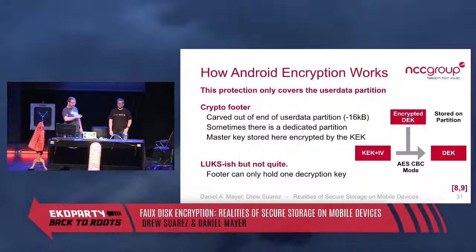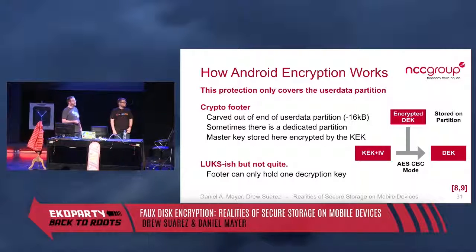We'll talk, as I alluded to, about the encrypted DEK here. So Android encryption only protects a single partition on the device, and that's known as the user data partition, or /data. All the other file systems and images are not encrypted on the device. And that encrypted DEK I mentioned is stored in the crypto footer, which is most typically carved out of the very end of the user data partition as 16 kilobytes. On more modern devices, there's a dedicated partition specifically for the crypto metadata. And as I mentioned, the master key is stored here as encrypted by the key encryption key, so the passcode, PIN, or pattern that you've set on the device.